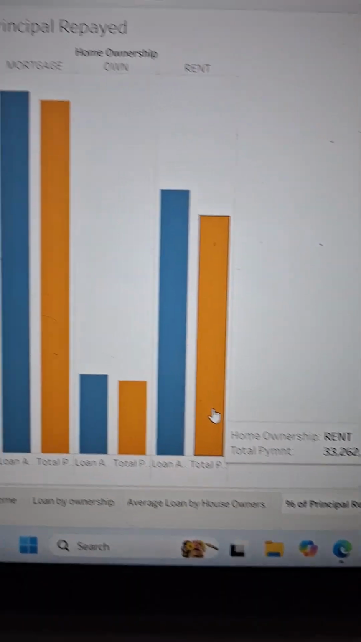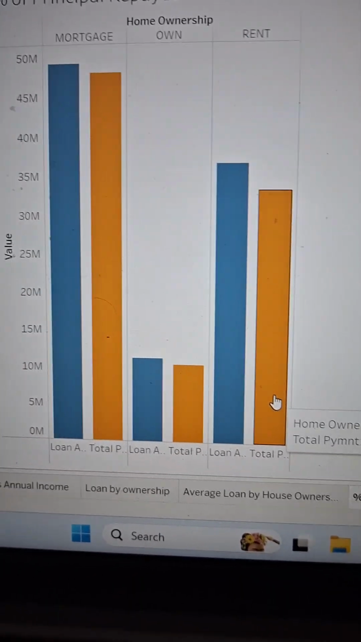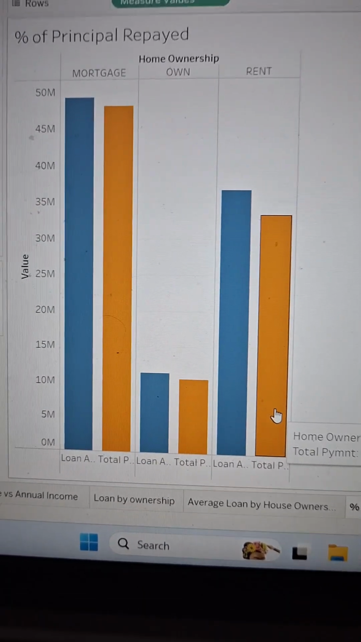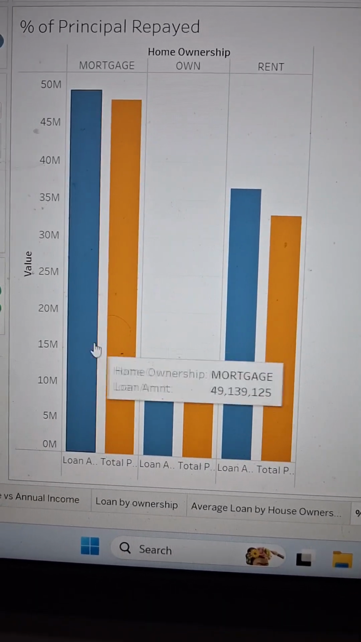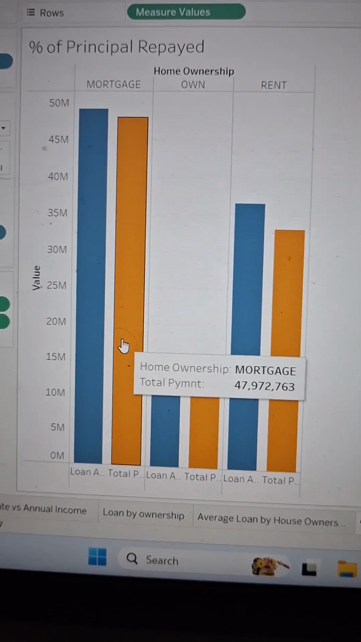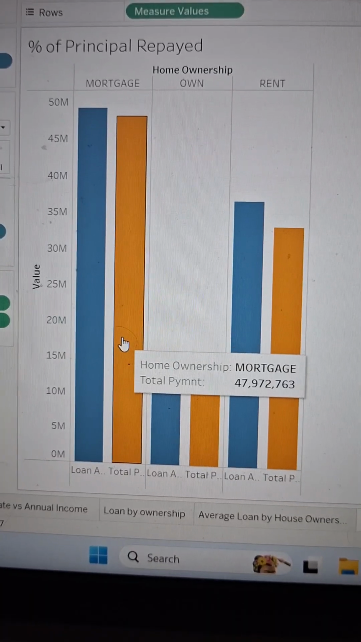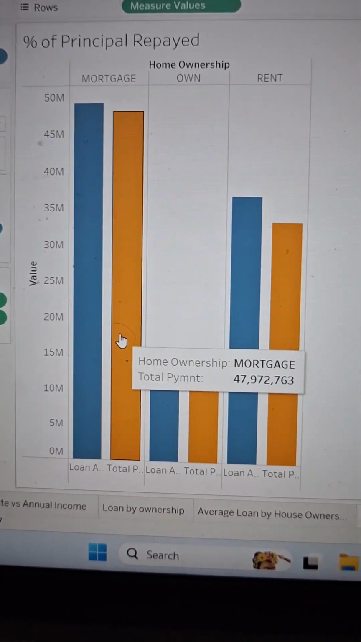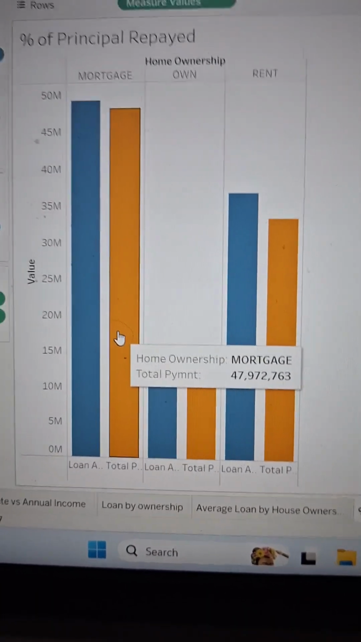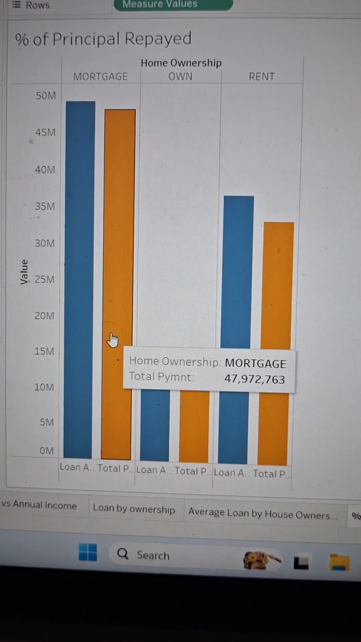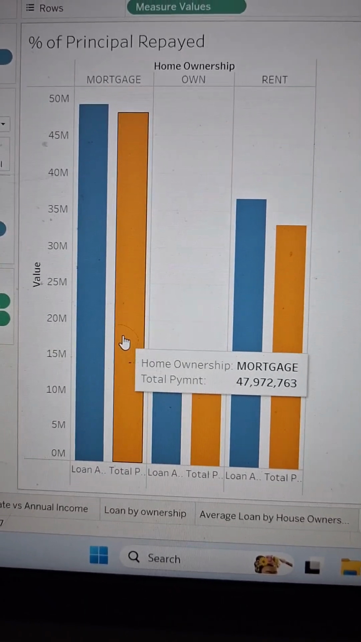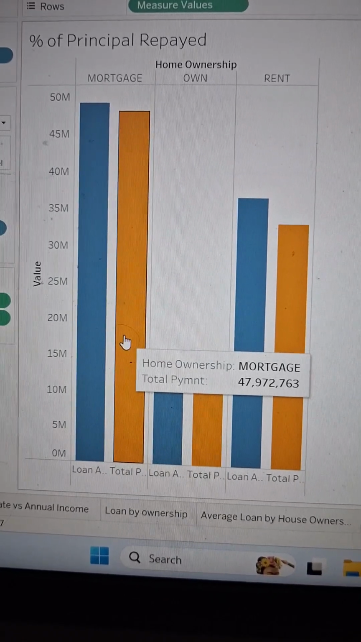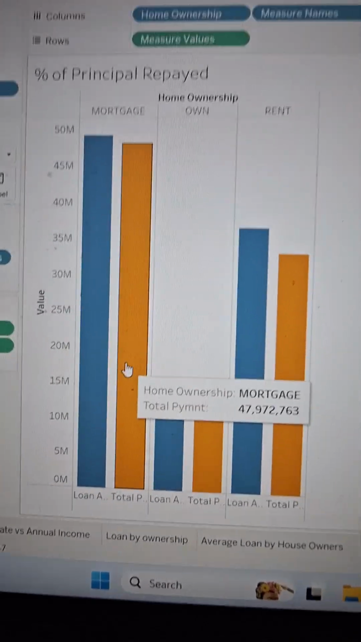And we can see the comparison here. Almost all three have a similar percentage of total principal repaid, but mortgage home people, with a higher amount of money to pay, are repaying the money on time and in maximum amount. So we can see that the desperation of people with mortgage homes to repay their loans is higher as compared to people who own a house and people who live in rented houses.